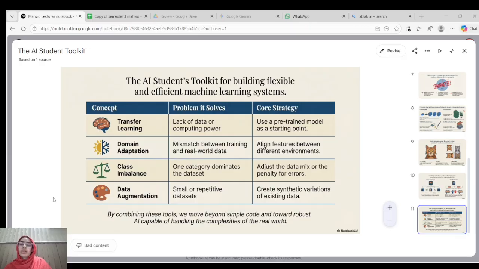The next concept we studied is class imbalance. We use this to adjust the data mix when one category dominates in the dataset. And the last is data augmentation. We use this to create synthetic variations for small datasets. By combining these tools, you move beyond simple code and you can build robust AI capable of handling the complexities of healthcare in the real world.